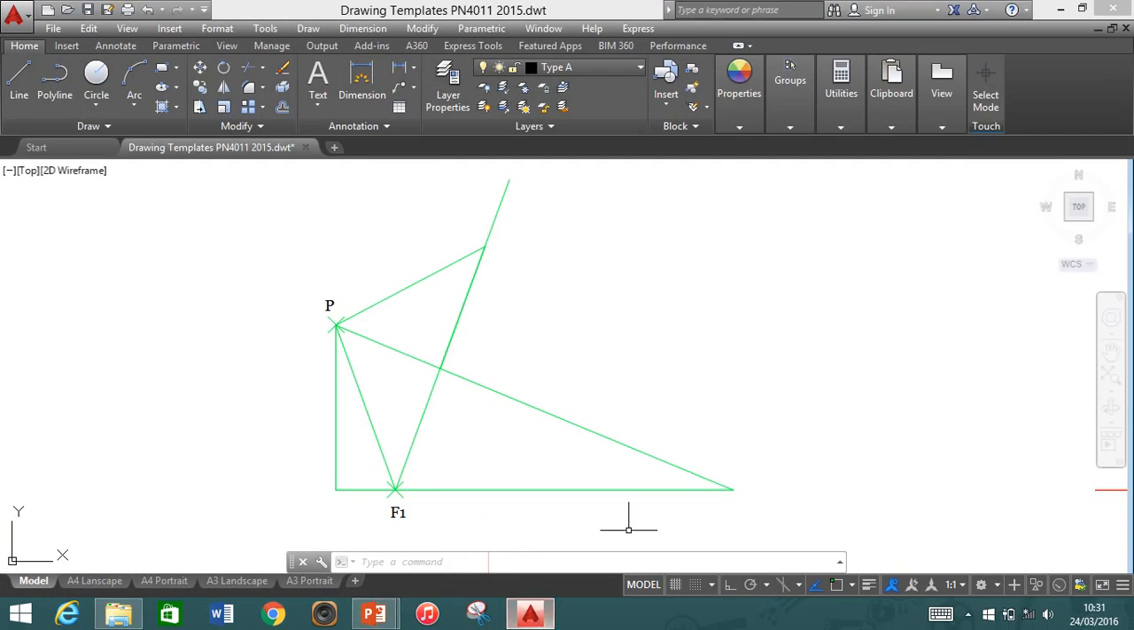We know that tangent PB can act as an axis of reflection. So what I did was join P to F1 and reflected F1 up here. So I essentially created an isosceles triangle or two right angle triangles, whichever way you want to look at it.